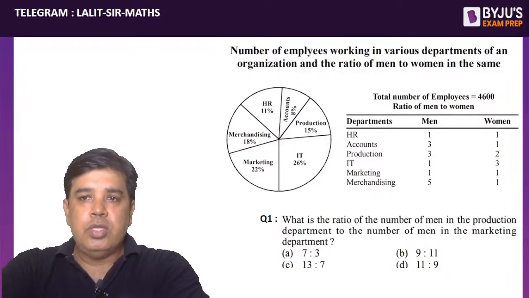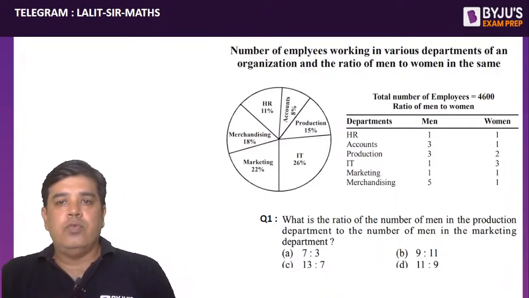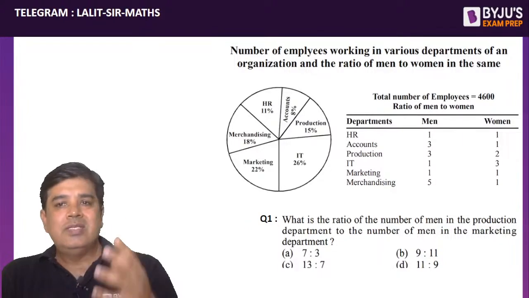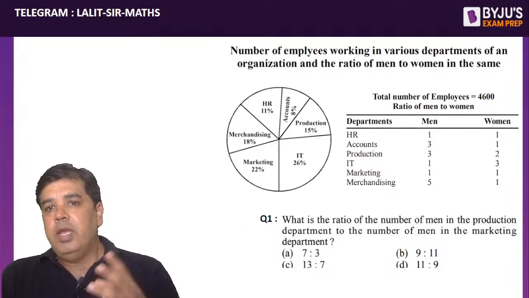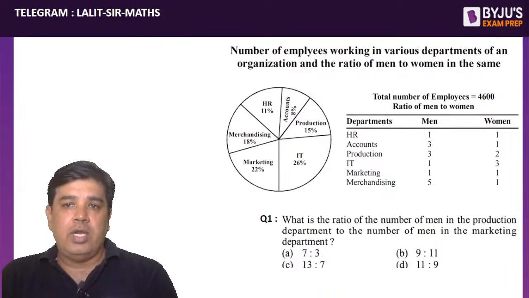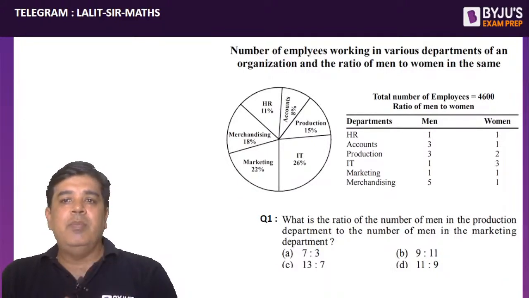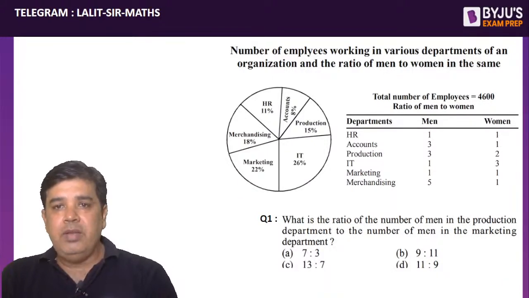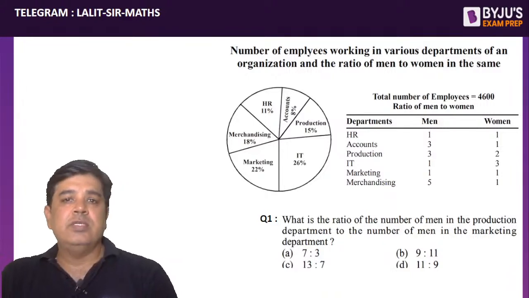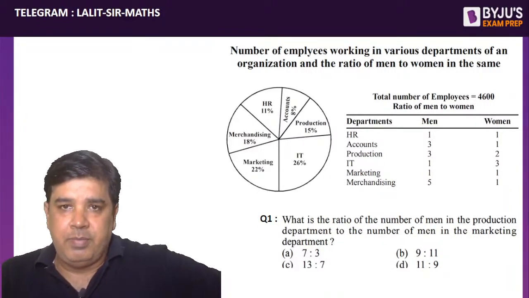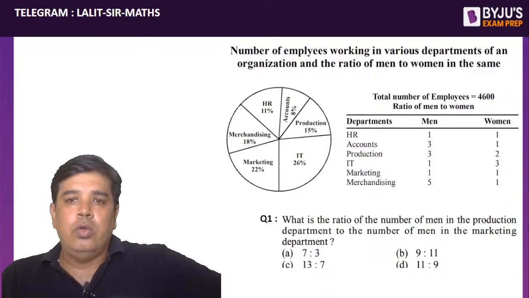The first question: yesterday the questions which we have done are related to a single chart only. Here we have two different charts. One is a pie chart and one is a table. The table tells us the ratio of men to women, and the first graph is the percentile of various departments. So let's read the question thoroughly first.